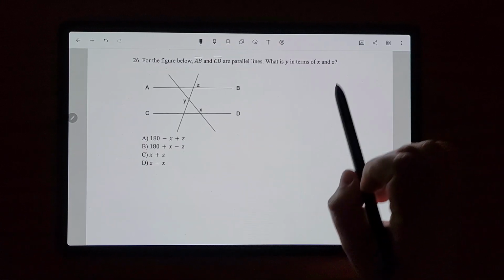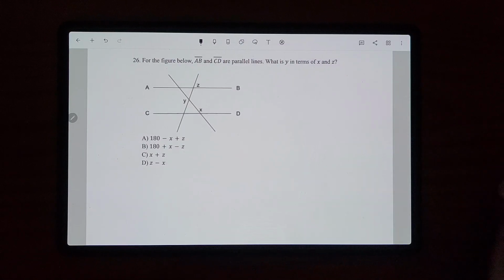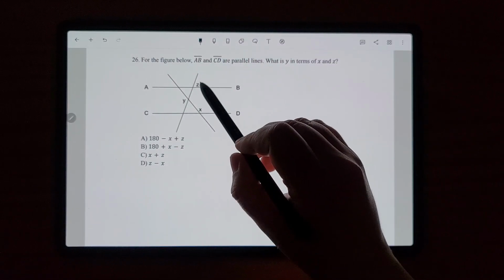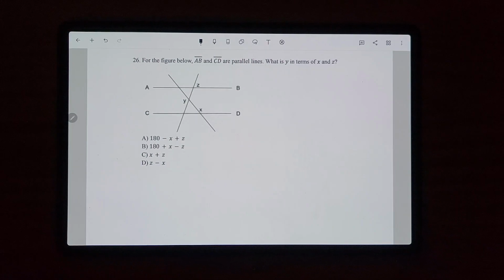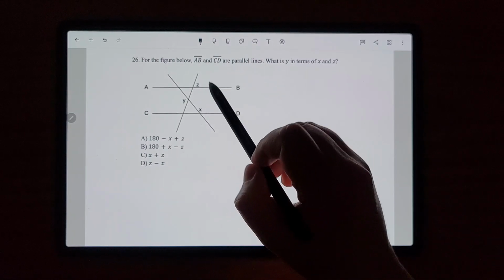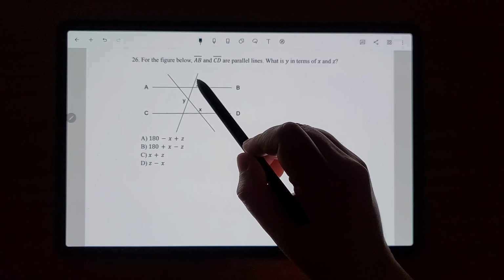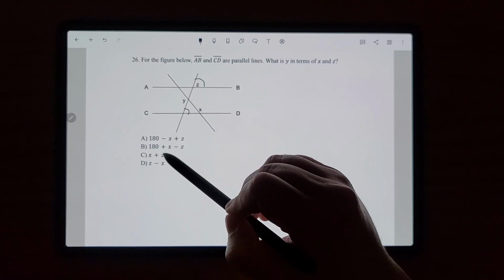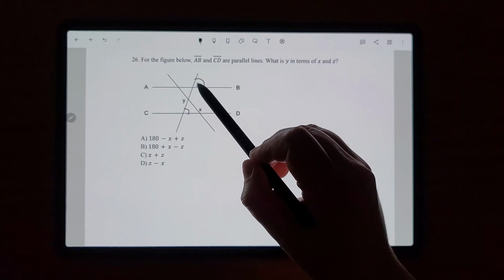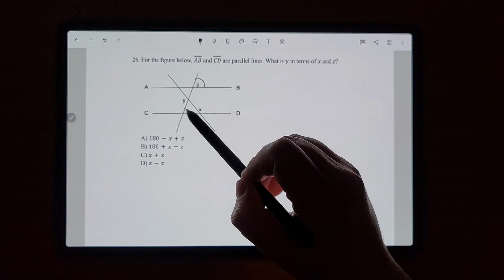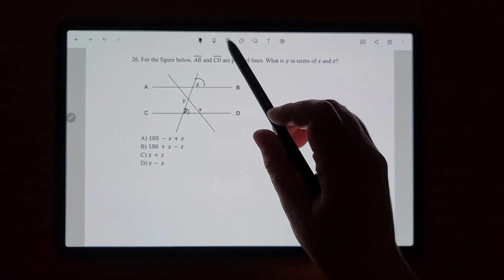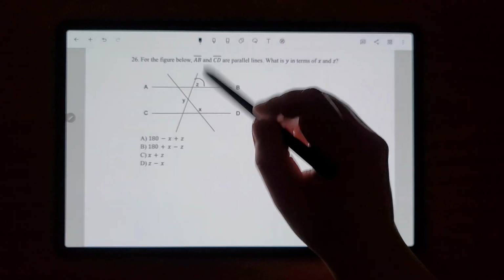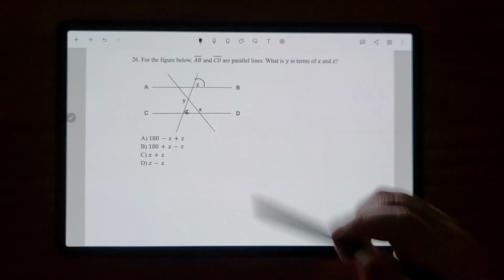Okay, pause for E26. So we want to find y in terms of x and z. So basically we're solving for y. I'm going to start by looking for different relationships with my angles. I know these would be corresponding angles right here if I'm thinking of this line as the transversal, because this is top right and this is also top right. So this has to be equal to z. Let me write that a little bit nicer. So this is equal to z as well.